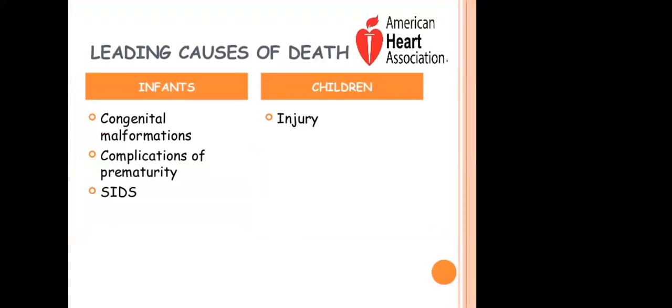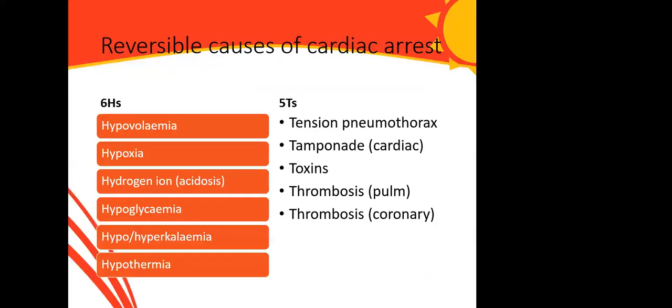So the leading causes of death in the pediatric age group differ. In infants less than a year, they are congenital malformation, complications of prematurity, or what they call sudden infant death syndrome. In children and adolescents, injury, traumatic injury, and all forms of injury are the commonest causes of death.